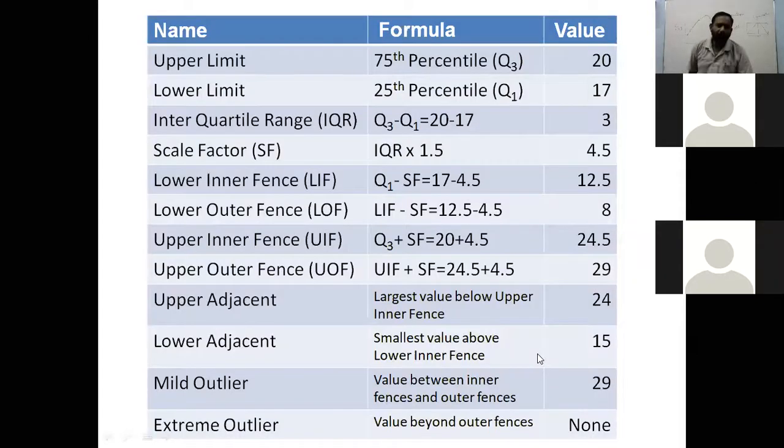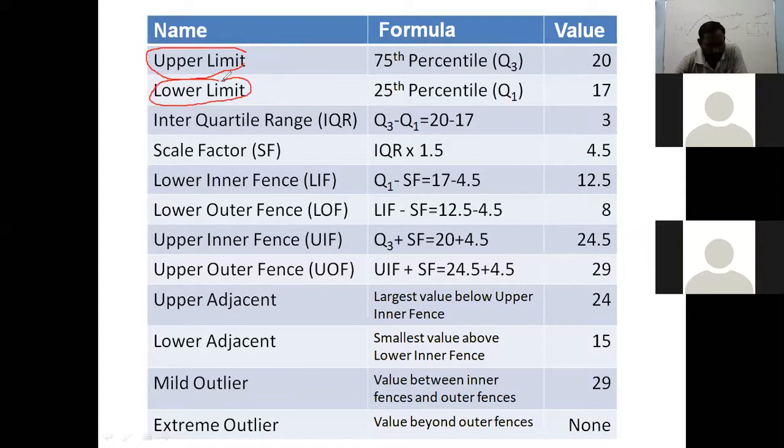To get that box plot, we need to do some calculations. What are those calculations? Some of the calculations we have already done. Let's look at other types of calculations, the upper limit and the lower limit. In a box plot, what are the upper limit and the lower limit?